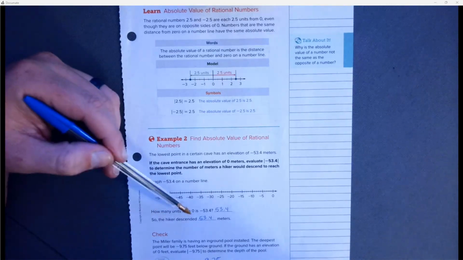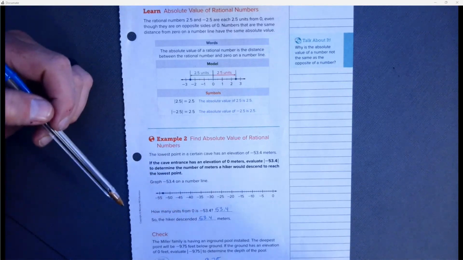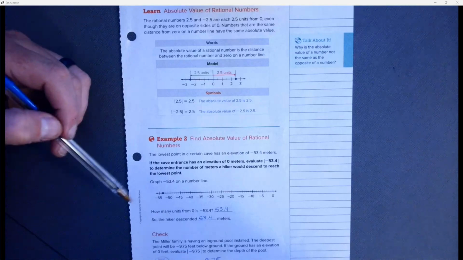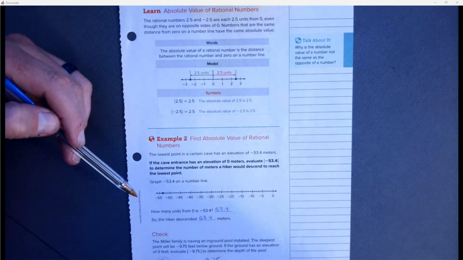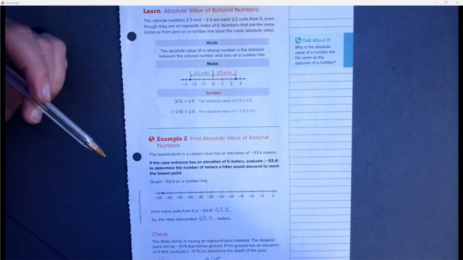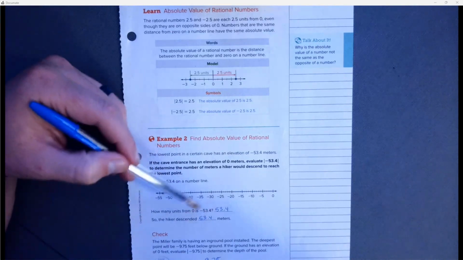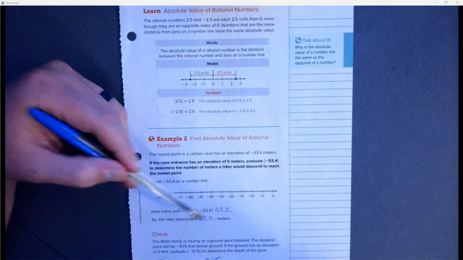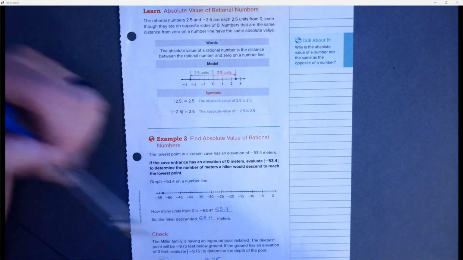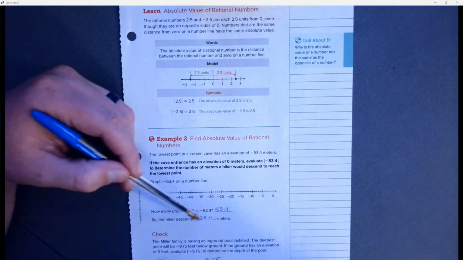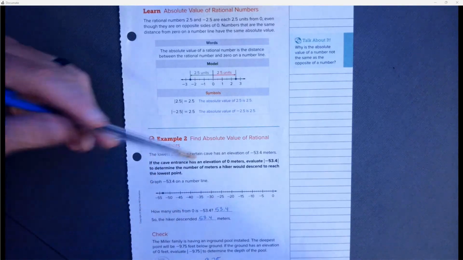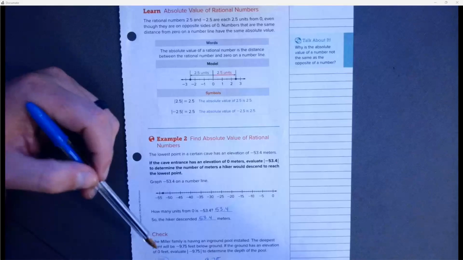So how many units from 0 is negative 53.4? Well, we know the distance from 0 is the absolute value of that number, and the absolute value is always positive. So it's just the positive form of negative 53.4, which is 53.4. So the hiker descended 53.4 meters in the cave.